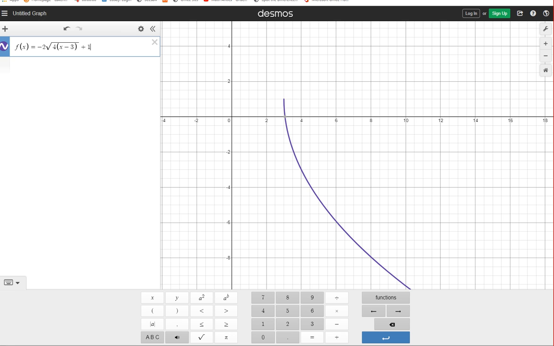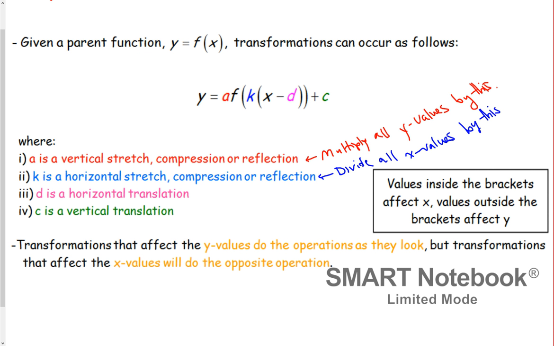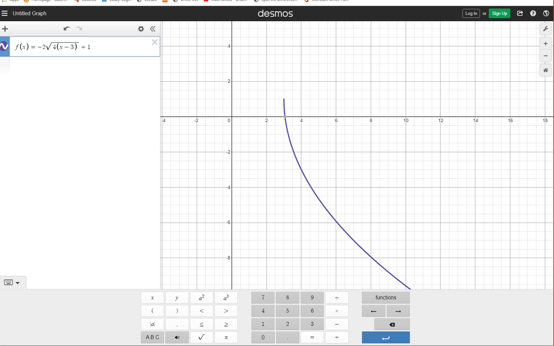I can't even remember what they're called anymore. Let's go back to the list. My d and my c. My d was a -3, so that moved me to the right 3 spots. And my c was a 1, which moved me up 1 spot. Okay, so I use -2, 4, -3, and 1.